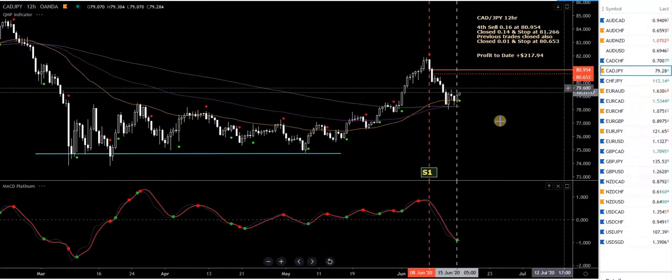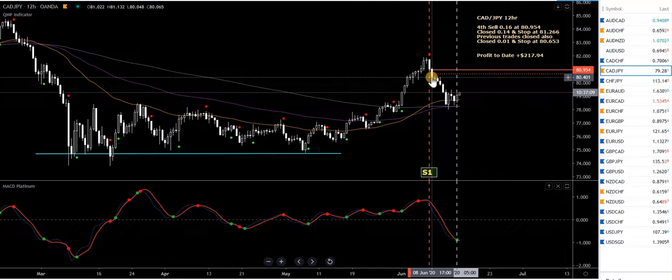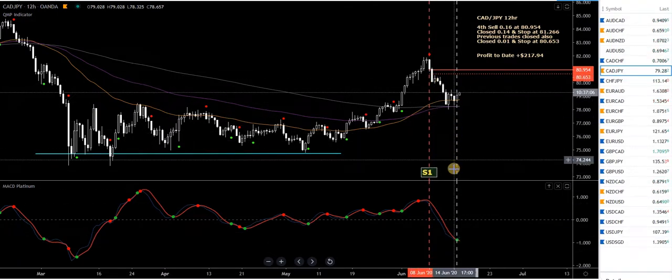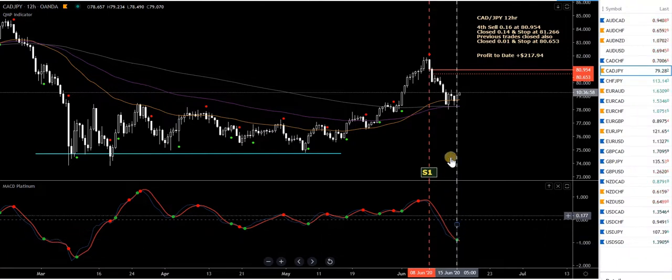CAD Yen. What do I do here? Sorry, CAD Yen. In a sell. This grey line is just a warning line, and the reason it's there is because there's a new green dot on the MACD Platinum below the zero level, which means I'm looking to buy.